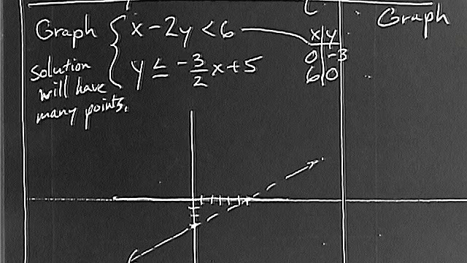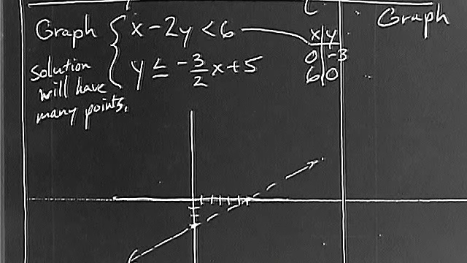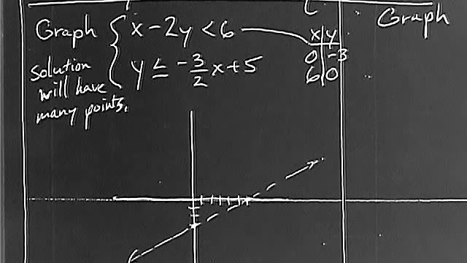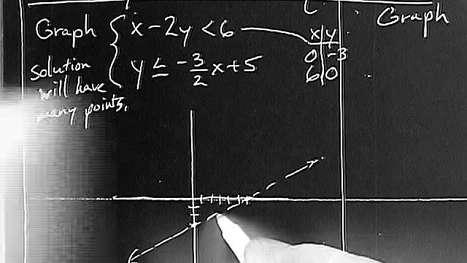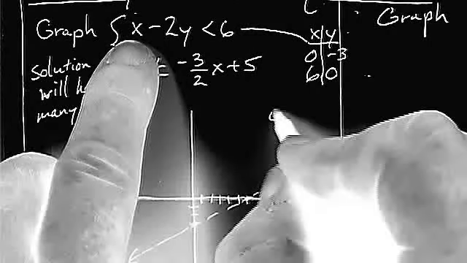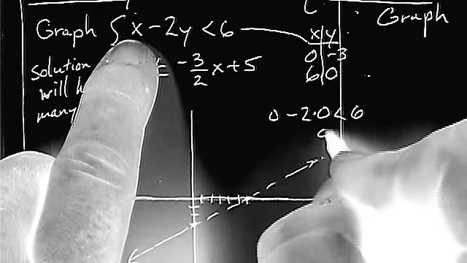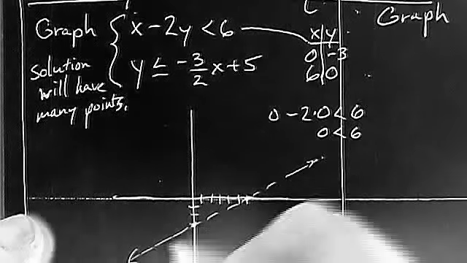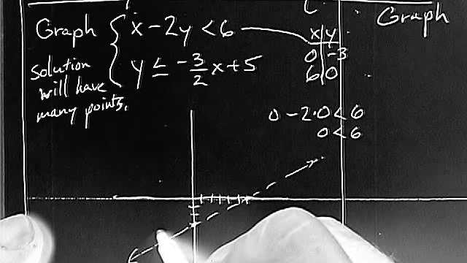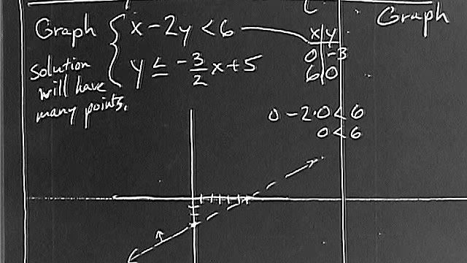And we need to know which side of the line to shade. I told you to pick a point not on the line, such as 0, 0, and plug it in. Since 0, 0 is not on my line, I can use that one. When I plug in a 0 for x and a 0 for y, I get 0 is less than 6. Is that a true statement? The answer is yes. So just for now, I'm going to draw a small, tiny little arrow indicating which side of the line I'm going to shade on.